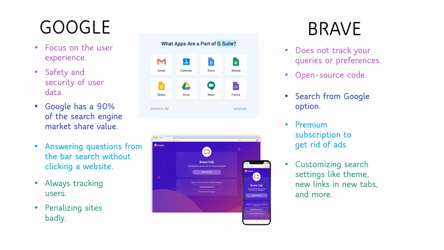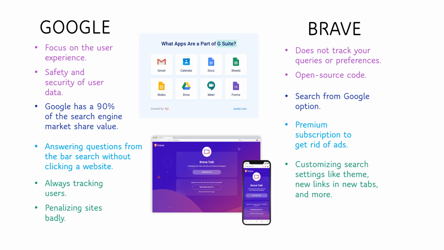And for Brave, it does not track your queries or preferences, so there is less data collection from them, and it's open source code. And they have the option to search from Google if you don't like their results or you cannot find what you are looking for. And there is a premium subscription to get rid of that. That's a nice feature. You can pay for it, about 3 per month or 7 per month. And customizing search settings like themes, new links, and new tabs, and more.